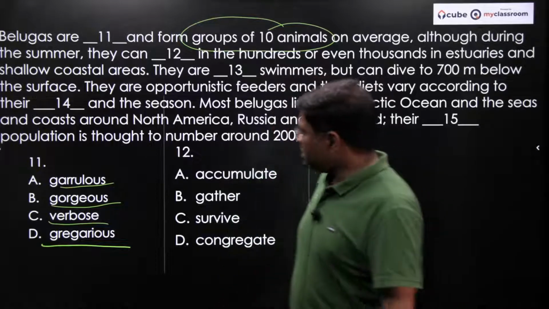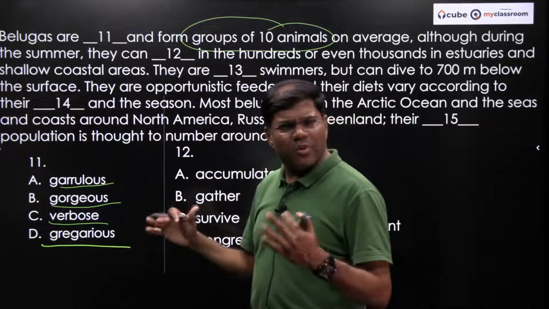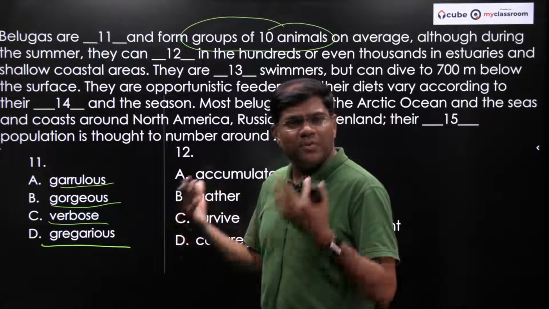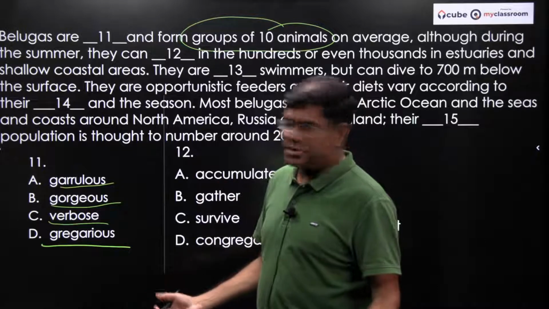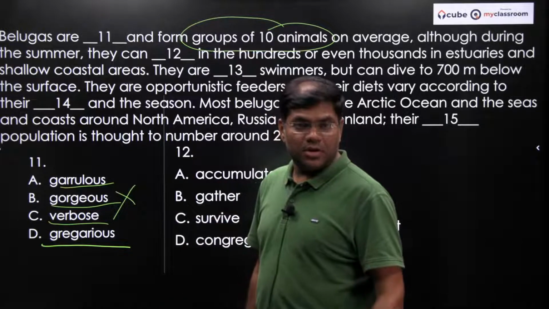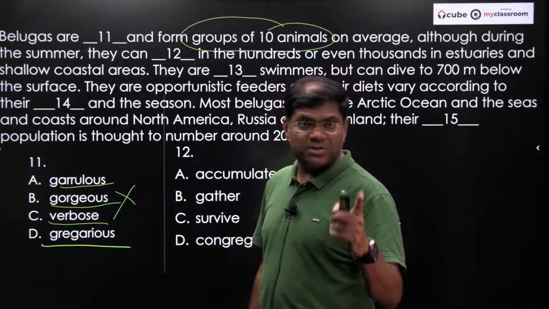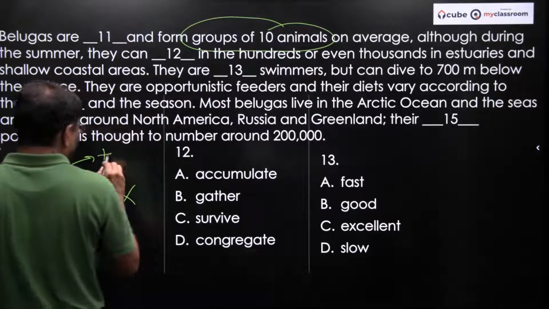Now gorgeous is not making sense here because belugas are gorgeous because they move in groups. There is no contextual sense. See, you have to always use the word based on context. How can someone become gorgeous just because he is moving in groups? So this is not the right word. Garrulous means talkative. Note down the words. Garrulous means talkative. Okay? So I will write it down here.